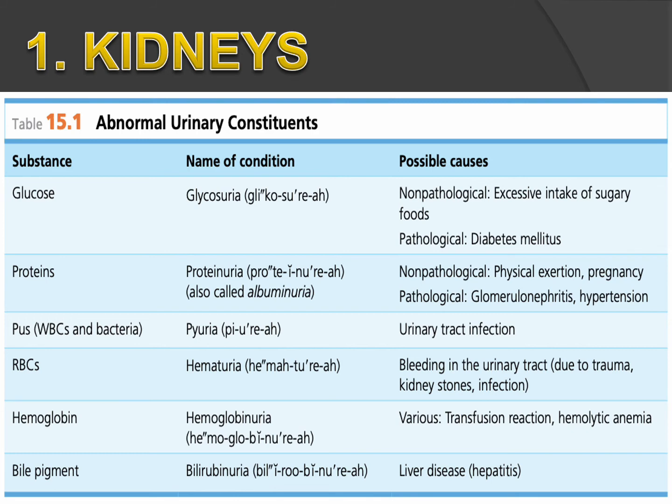Wala dapat pus sa urine, WBCs and bacteria or pyuria, baka may UTI. Wala dapat dugo sa urine, hindi siya pula, hematuria, because RBCs cannot pass through glomeruli. If there is, baka may bleeding sa urinary tract. Hemoglobin, wala din, baka may hemoglobinuria. It could be because of transfusion reactions when there is blood transfusions or hemolytic anemia. And wala dapat bile pigment, bilirubinuria. Ito naman kapag may liver disease or hepatitis.